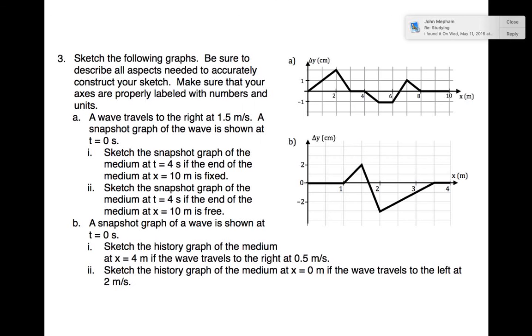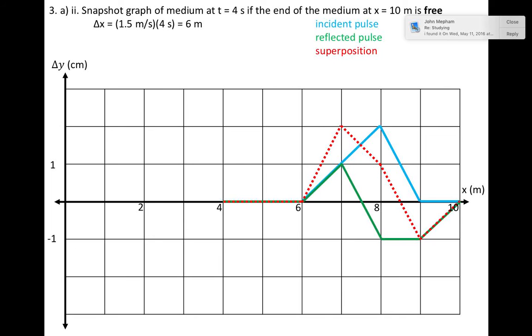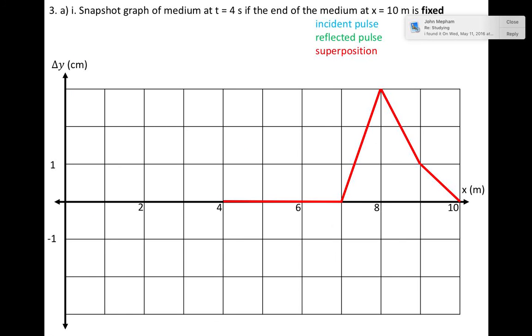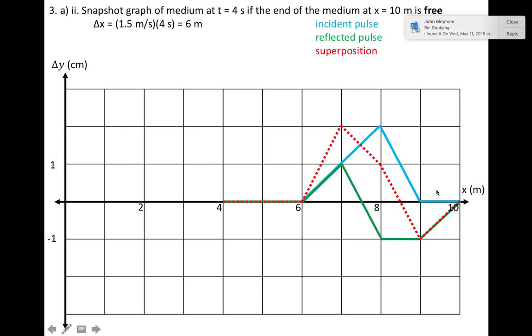Now the next question asks us to sketch the snapshot graph of the medium at t equals 4 seconds if the end of the medium at x equals 10 meters is free. Now we do basically the exact same thing as the first question, except instead of inverting this green part of the graph, we simply let it be reflected back. So we only change the x direction of it, not the y as well. So this is it right here.